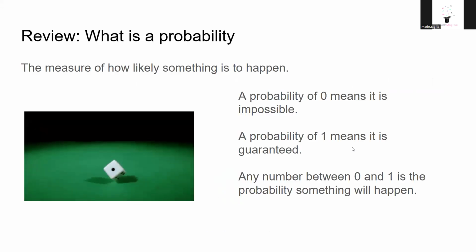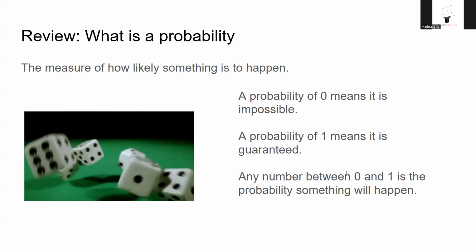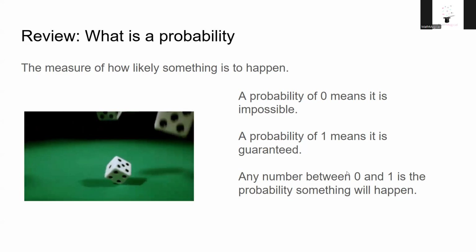So, what is a probability? It's just the measure of how likely something is to happen. If you get a probability of 0, that means it's impossible. It's not going to happen at all. A probability of 1 means it's guaranteed. It's definitely going to happen. And any number between 0 and 1, also known as a fraction or a decimal, is the probability that something is going to happen. So we're always looking for a probability to be bigger than 0, but less than 1.